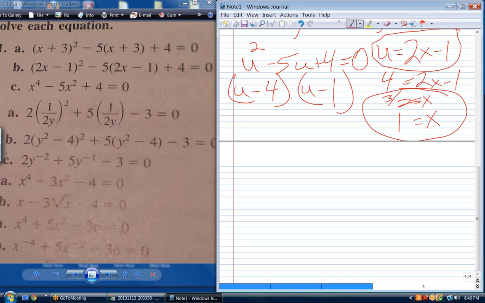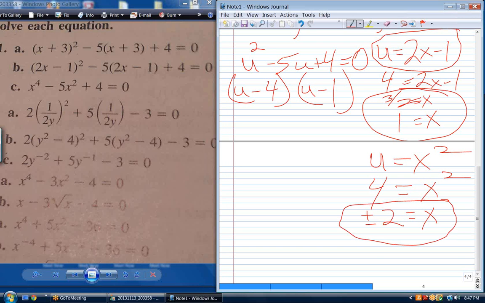Which factors the same way these both factored, only the difference is u is now x squared. So an answer of 4, what is x? 4 equals x squared. You could take the square root of both sides, and x equals 2. Plus or minus? Oh, yeah, plus or minus 2.